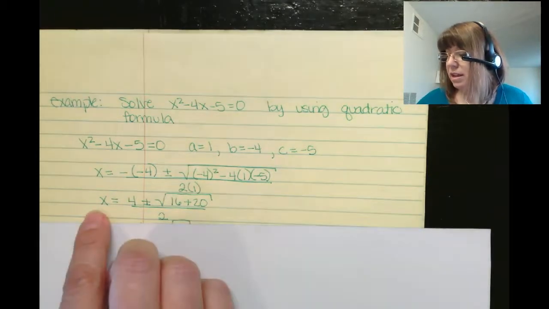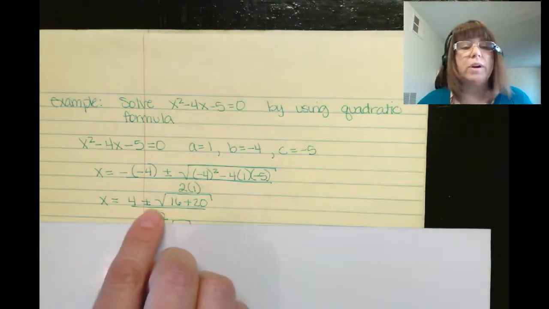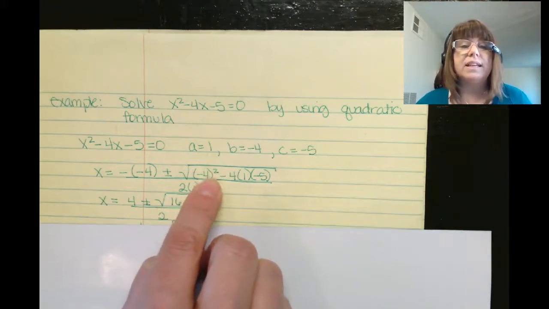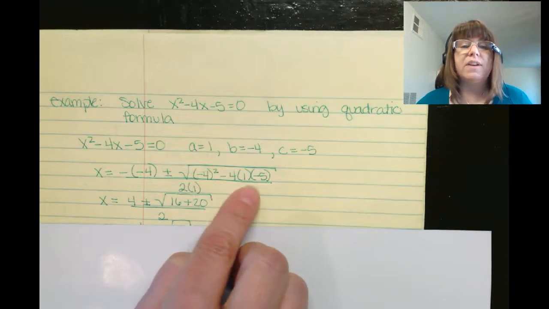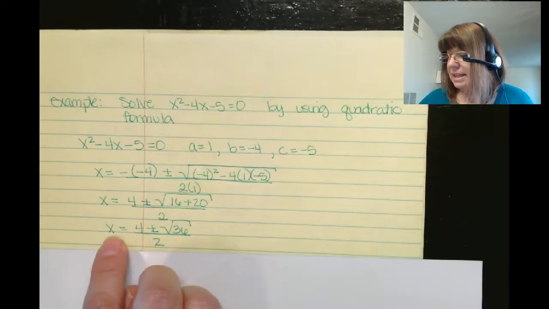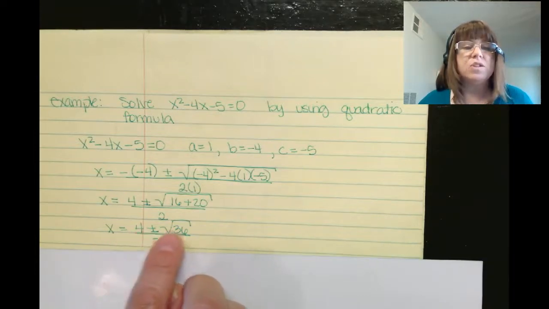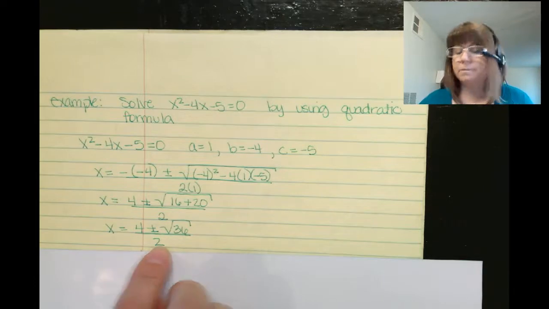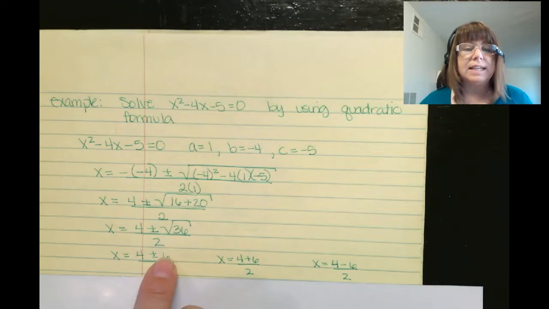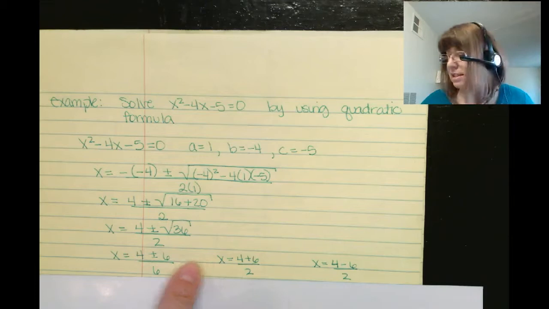That leaves me with x equals 4 plus or minus the square root of 16 plus 20, because negative 4 squared is 16 and negative 4 times 1 times negative 5 is plus 20, all over 2. That's x equals 4 plus or minus the square root of 36 all over 2. Square root of 36 is 6, so it's 4 plus or minus 6 all over 2. But then we have to break it apart into two equations because that's plus or minus. So it's 4 plus 6 over 2 and 4 minus 6 over 2.